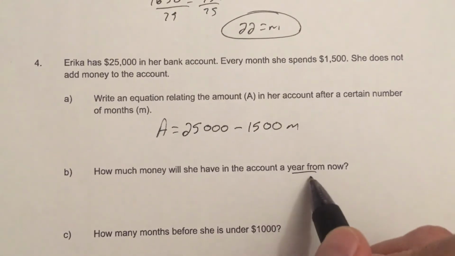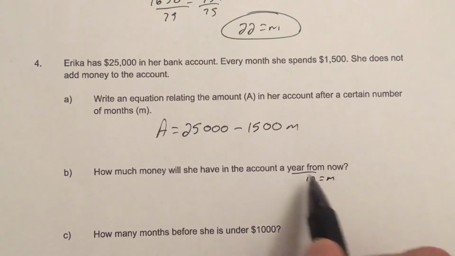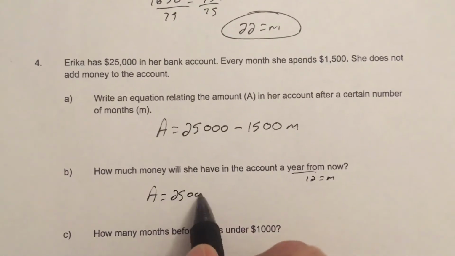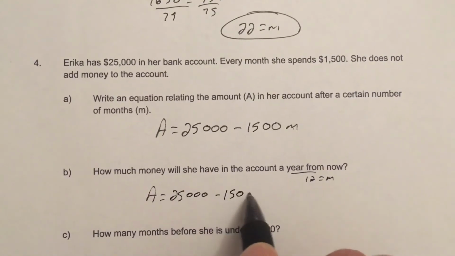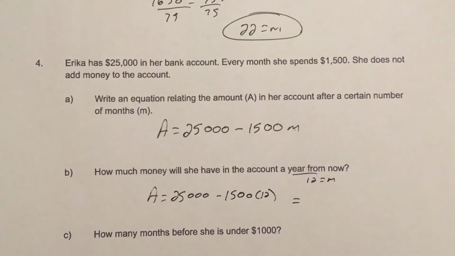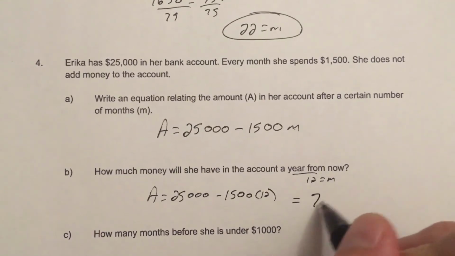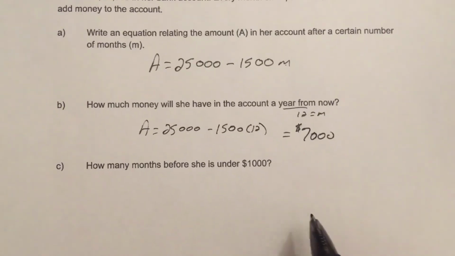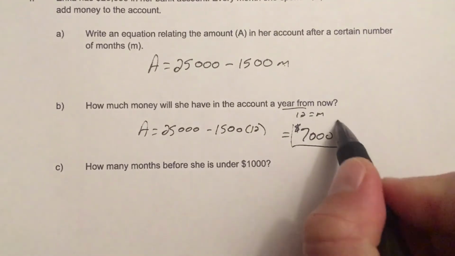So a year from now would be 12 months. So we're going to put 12 in for m. The amount is going to be $25,000 minus $1,500 times 12. So if I do that on the calculator, 25,000 minus 1,500 times 12, we're going to get $7,000. Okay, so in 1 year, her account will drop down to $7,000.